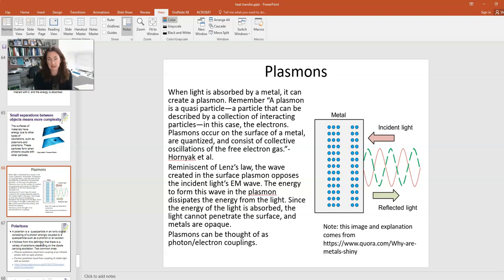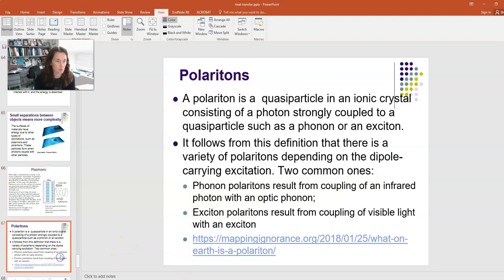So you have an oscillating electric field, and then that oscillating electric field is felt by the electrons in the material, and it wiggles them back and forth. So you can have a coupling between a photon coming in and a plasmon on the surface, right? So you can think of them as photon-electron couplings, if you want.